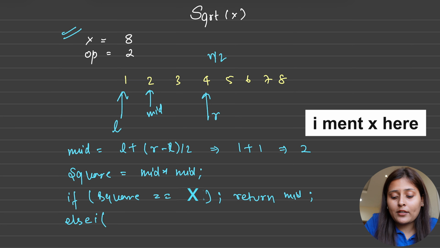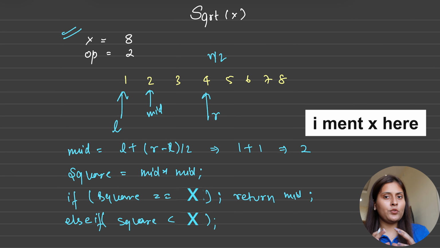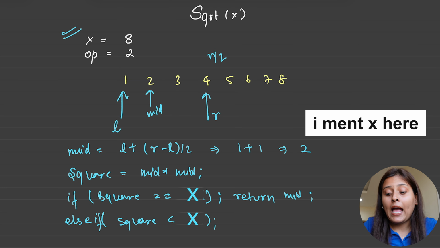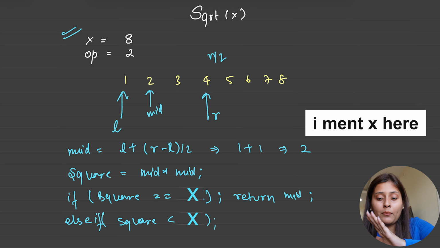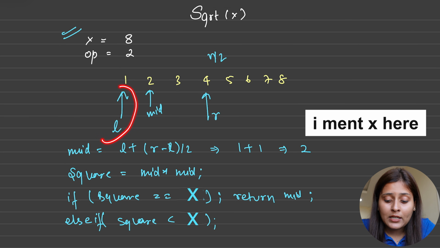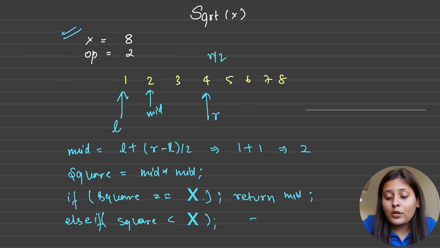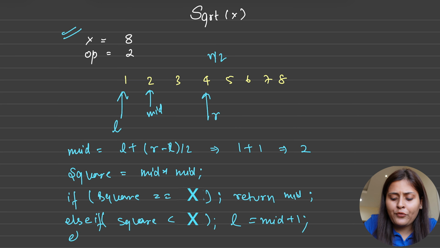Or else, in this case, the square is less than the target. And if the square is less, what do you think? Should we go for the bigger number or the smaller number? Of course, bigger number. And when we want to search for the bigger number, we have to move the search left towards mid plus 1, correct? So we will put left is equal to mid plus 1. And similarly, if it is bigger, we will put right is equal to mid minus 1.